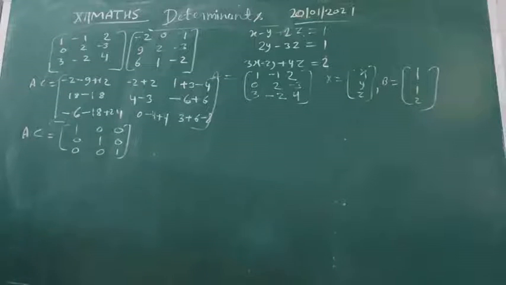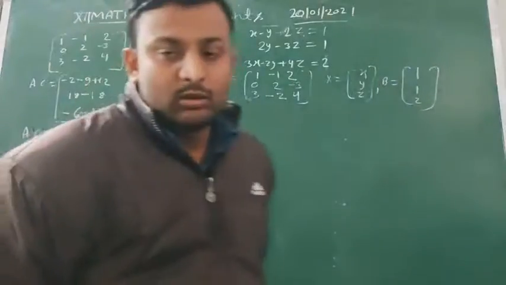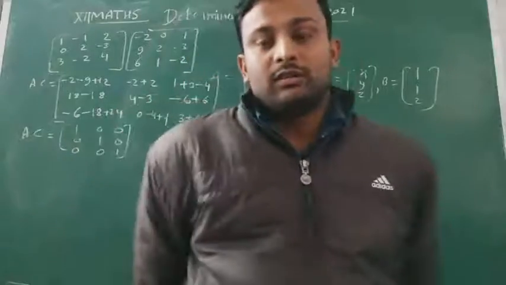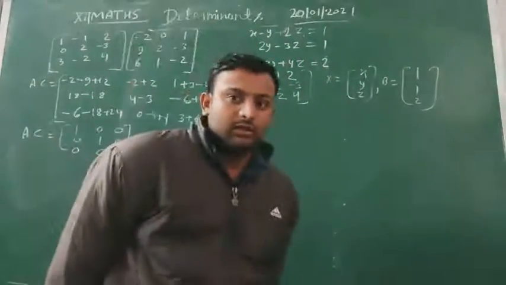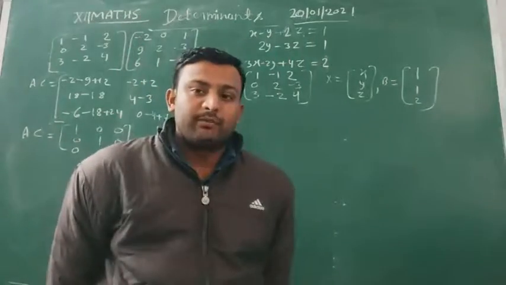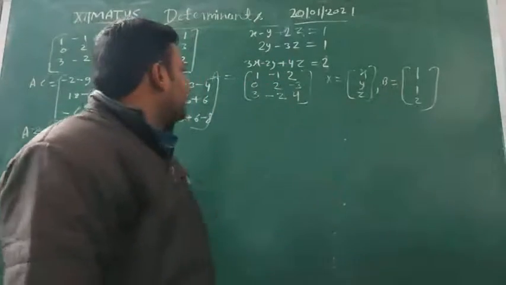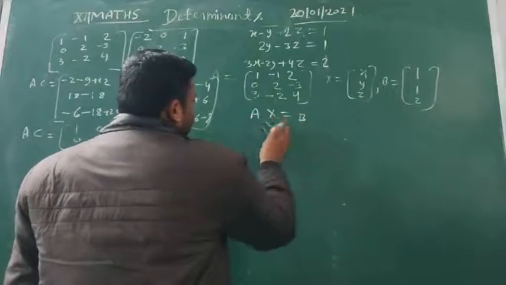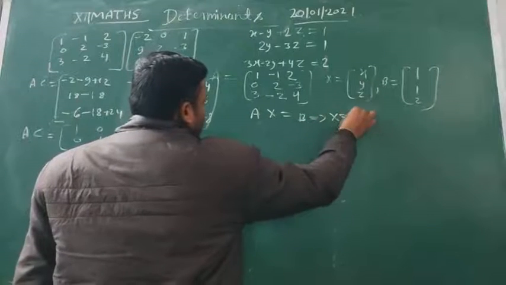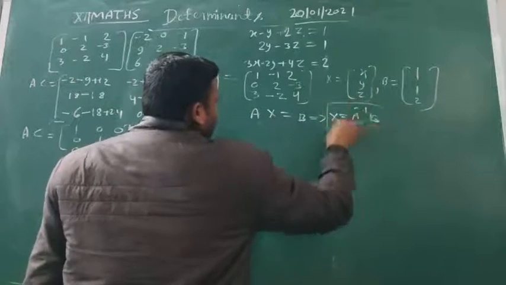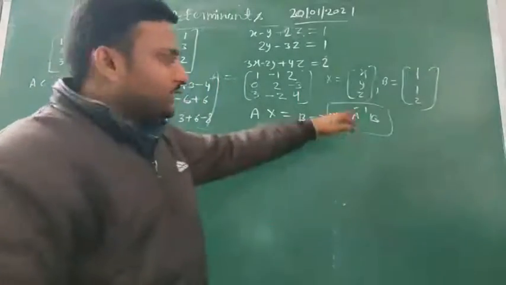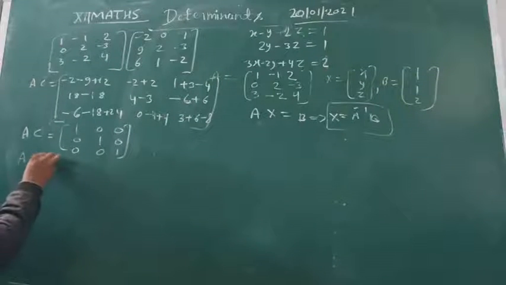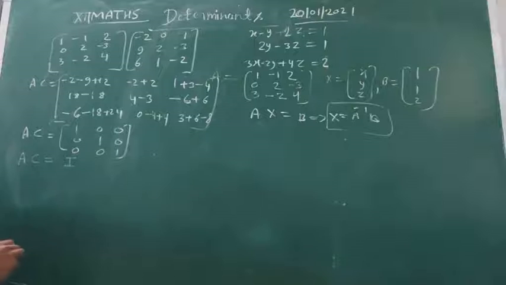Now students, using this product, we have to solve the equations which are given to us. For finding the solution of this system of linear equations, we have to find the inverse first, because we know that AX is equal to B, and this implies X is equal to A inverse B. So to find X, Y, Z, we have to find A inverse first. So AC is equal to the identity matrix.